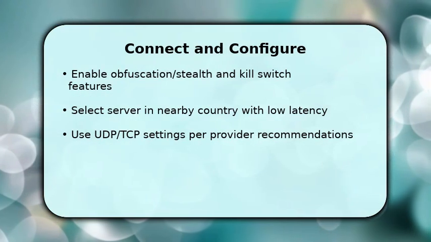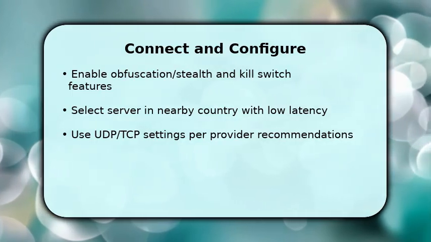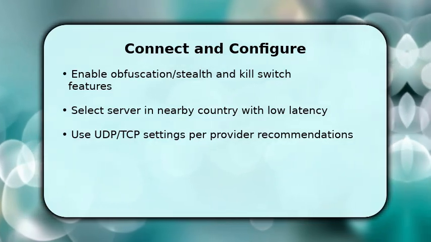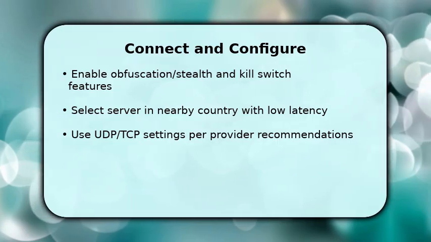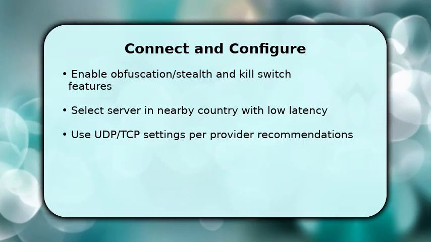Now you configure and connect. Open the VPN app and enable obfuscation or stealth mode, plus the kill switch so calls stop if the VPN drops. Choose a server in a nearby country with low latency to keep voice quality high. Close geographic options often work best.